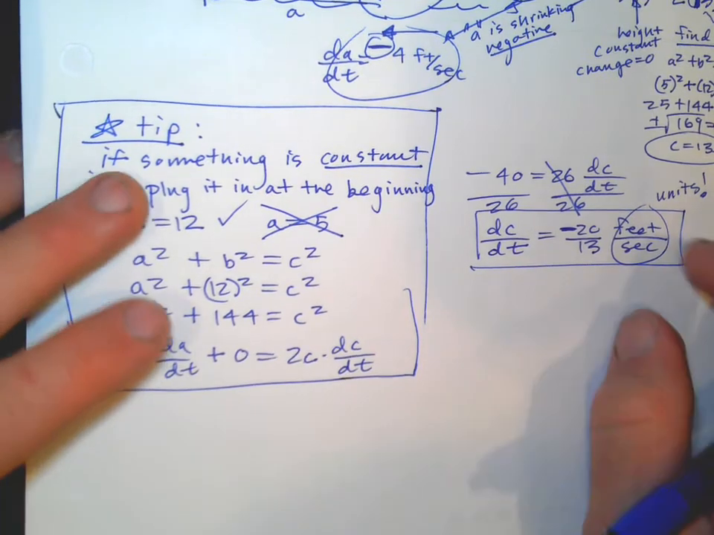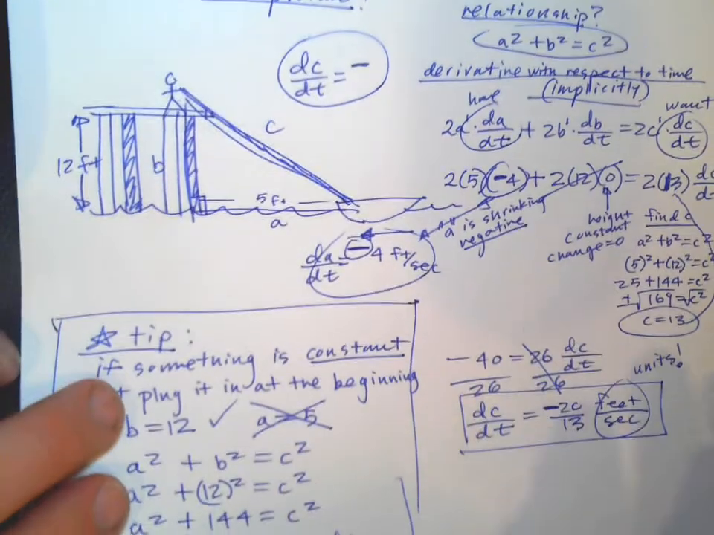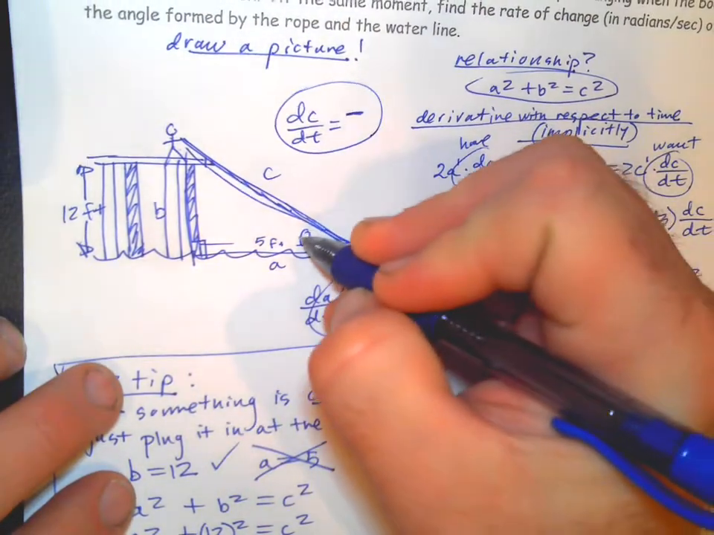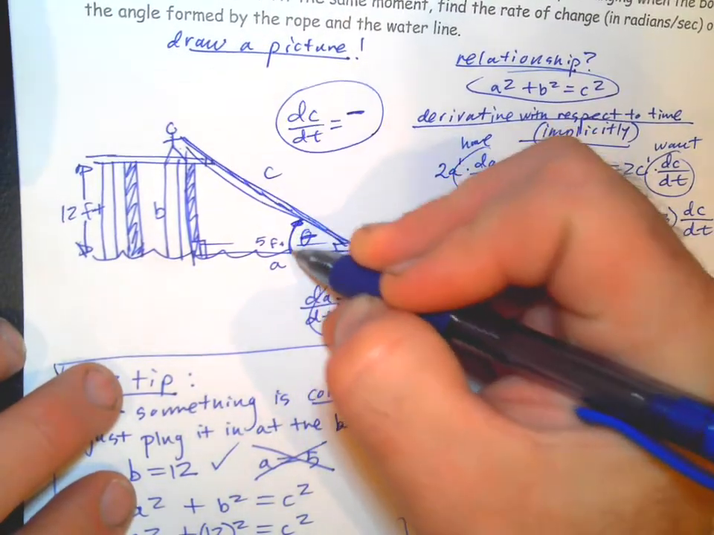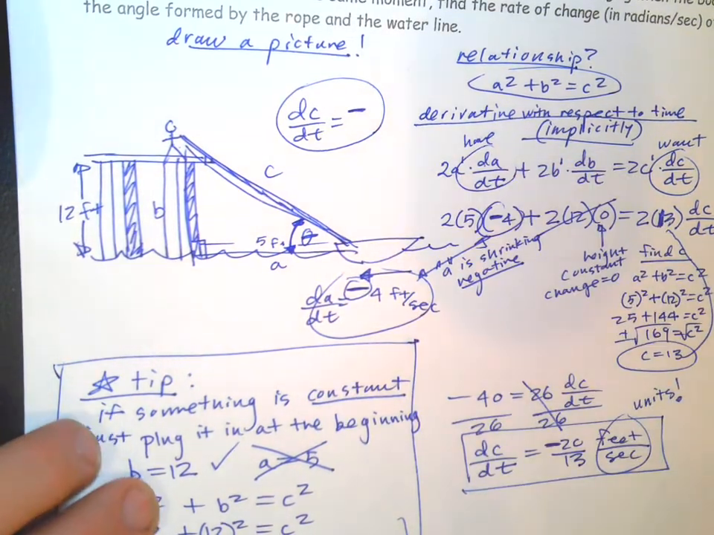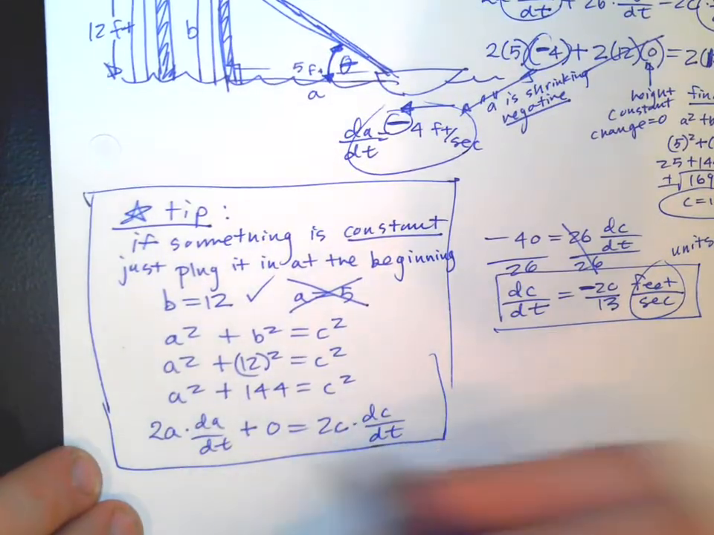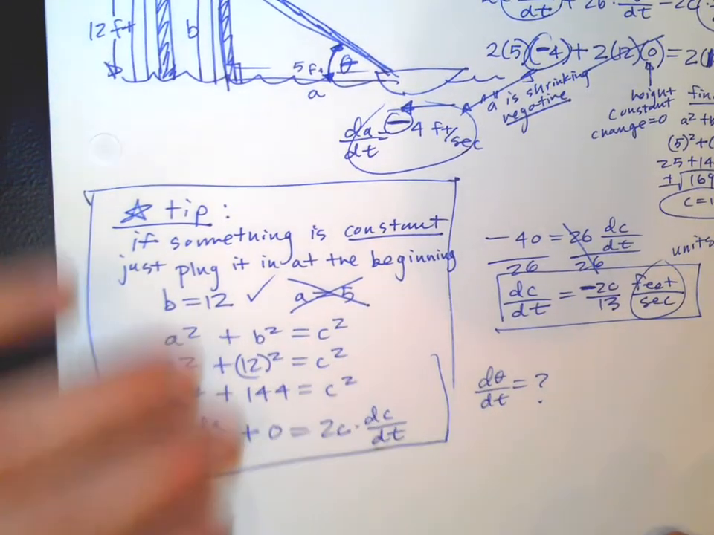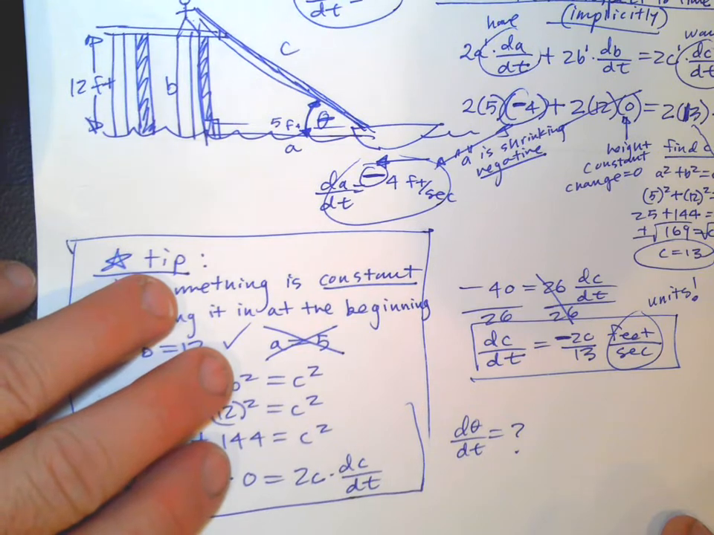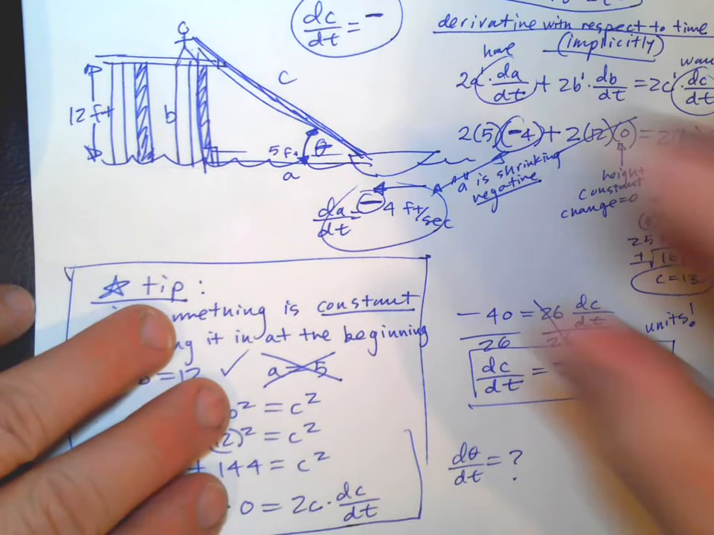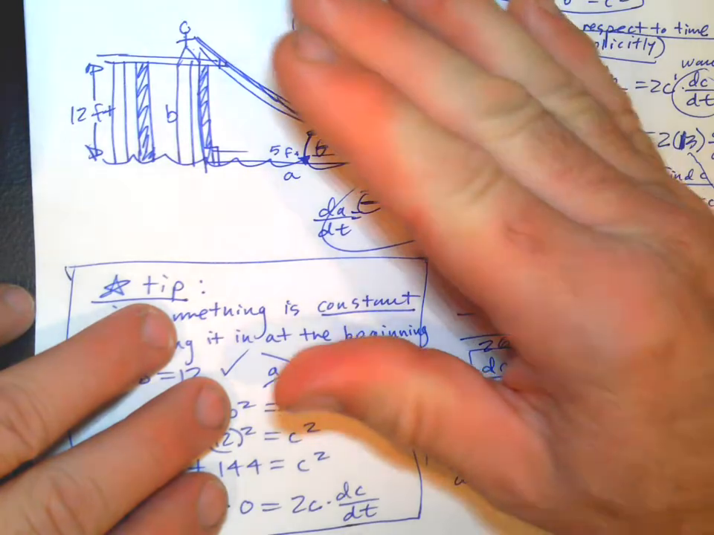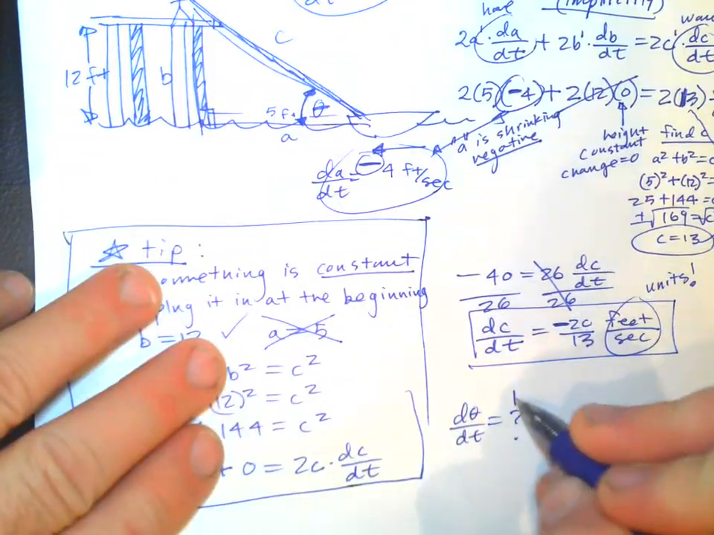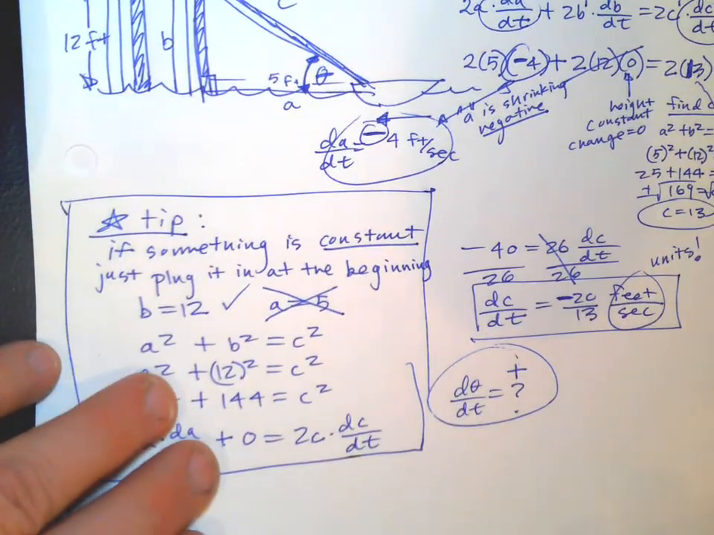Now, there's another part of the problem that we have an answer. It says, at the same moment, find the rate of change in radians per second of the angle formed by the rope and the water line. So that's this angle right here, okay? Now, first of all, that means we're looking for d theta dt, okay? Now, do you expect it to be positive or negative? Is that angle getting smaller or bigger as the boat comes in? Think of it. As the boat comes in, the rope gets steeper and steeper and steeper. That angle gets bigger and bigger and bigger. We expect to get a positive answer.